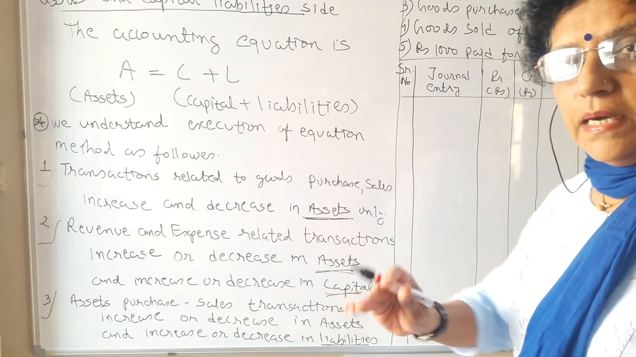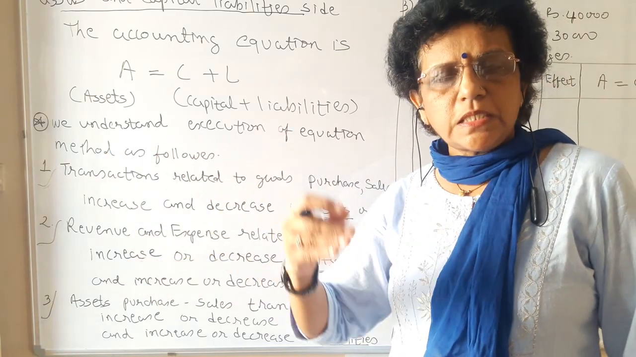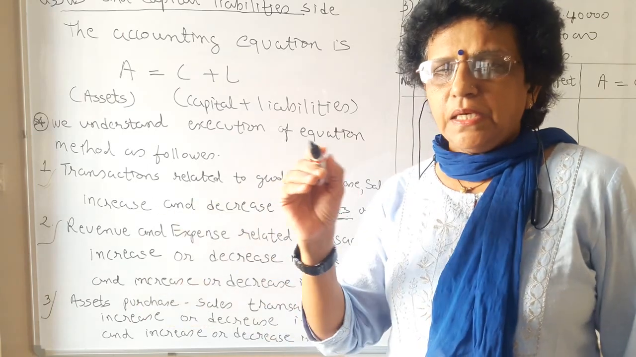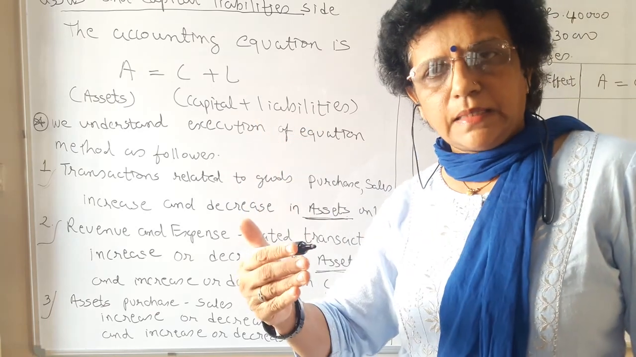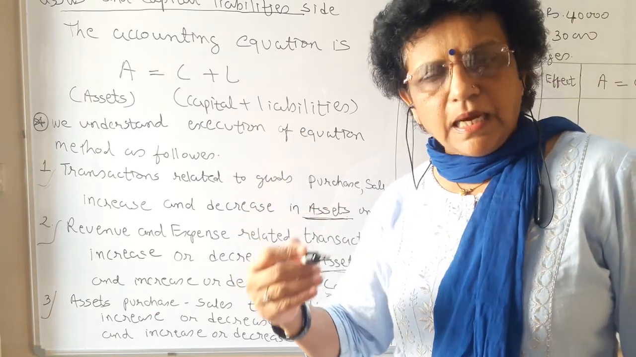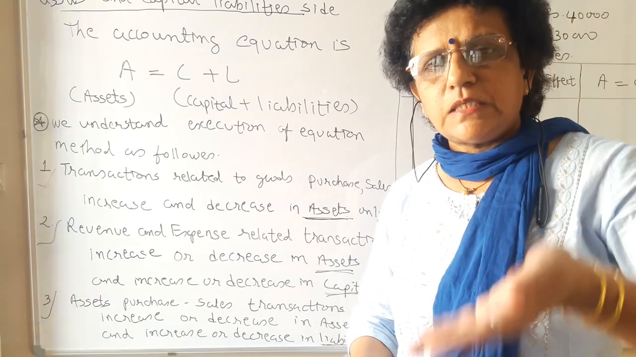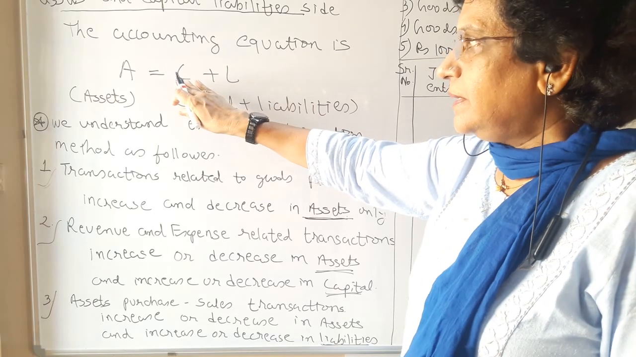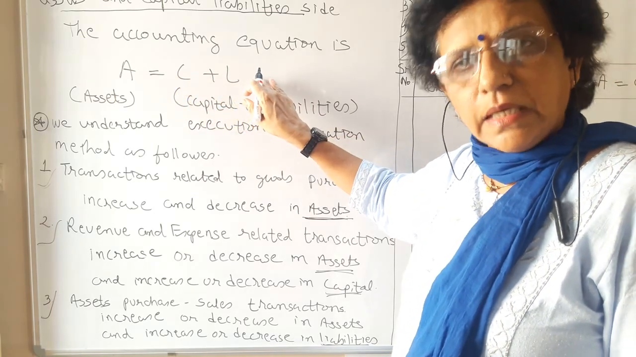Here you are dealing with the third party. You have purchased furniture from Ram Furniture Mart. So Ram Furniture Mart is not a capital. That is a third party, so it becomes a liability for you. On one hand your furniture has increased, so A increases. On the other hand your capital remains the same, but your liability also increases.